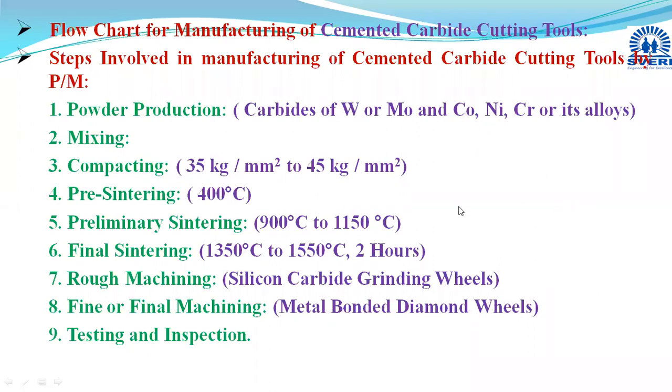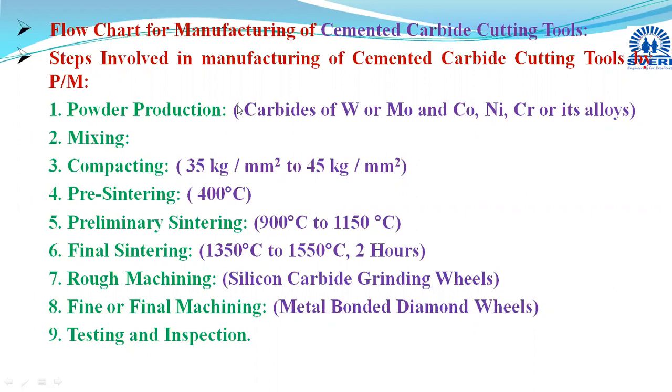Now related to their percentage, suppose you have taken tungsten: carbides of tungsten will be 80%, and 20% will be these binder materials. It may be simply metals like cobalt, nickel, or chromium, or you can use the cobalt nickel alloy or cobalt nickel chromium alloys as the binder. Whichever binder elements we are using will be present in 20%, and the remaining 80% will be carbides of tungsten or carbides of molybdenum, whichever you have selected.